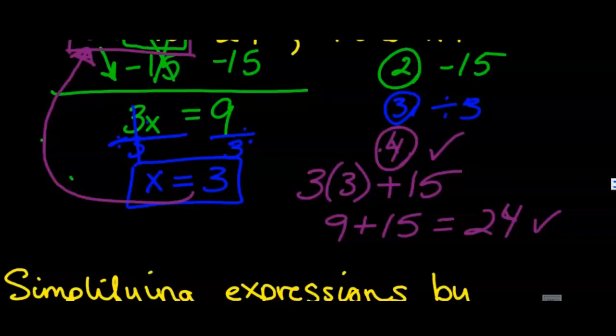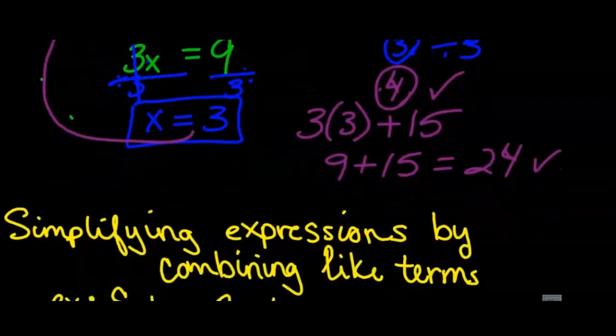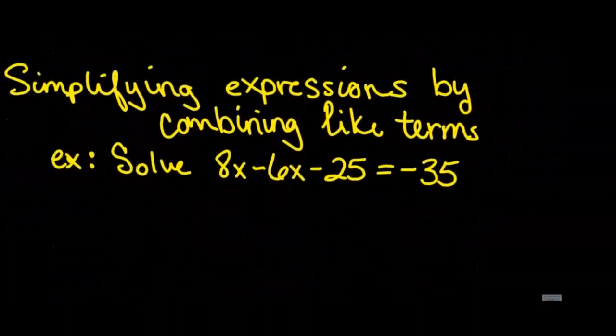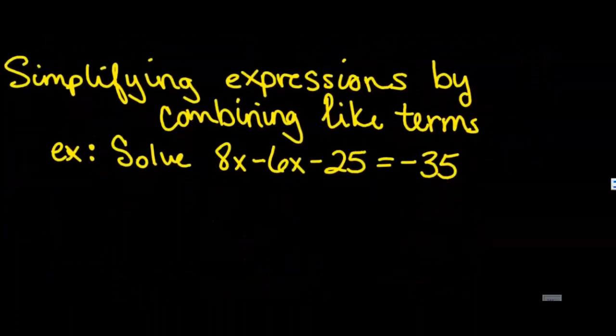Our next type of example is what we will have to do if the expression on one side is not fully combined, so it's not fully simplified. We have what's called combining like terms to be done. So if we take a look at this example, 8x minus 6x minus 25 equals negative 35. In this example, we see automatically there are two x variables. So we know that there needs to be some combining involved.